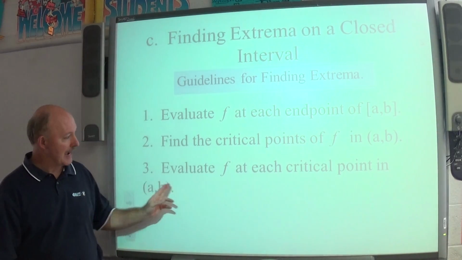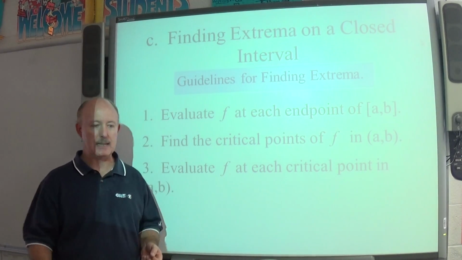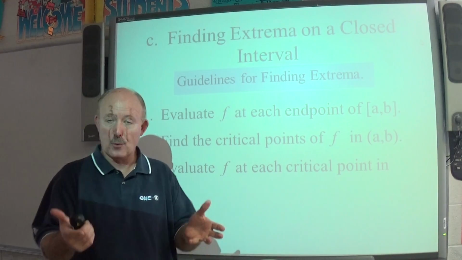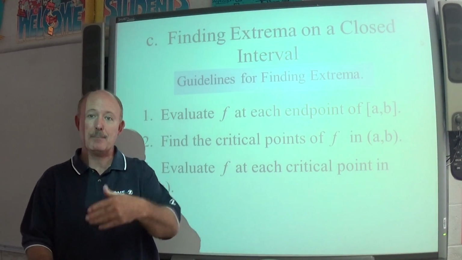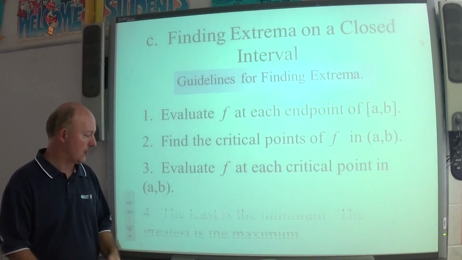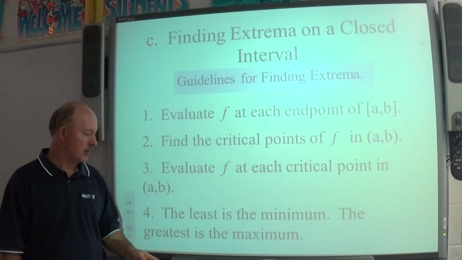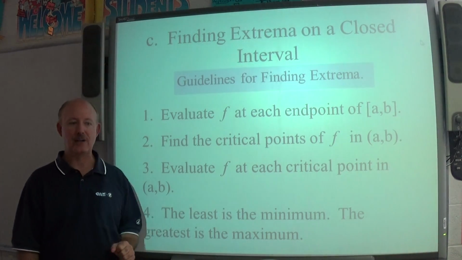Number three, evaluate the function at each critical point in the closed interval [a, b]. So once you find your critical point, you've got to evaluate it by substituting it back into your original function. Now, the least value is going to be your minimum, and the greatest is going to be your maximum value.